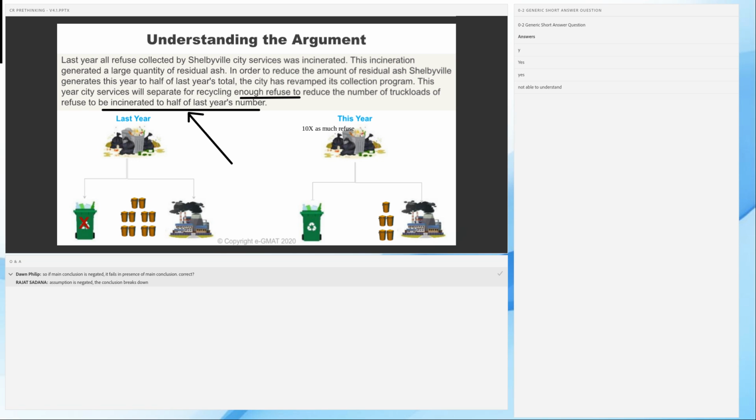What is it that you're not able to understand? What this is saying is this year, the city services is going to collect enough refuse to reduce, to is a purpose word, the number of truckloads to be incinerated to half of last year's number. So if last year we sent 10 trucks, this year we're going to separate enough refuse so that we're only going to send 10 divided by 2, which is 5 trucks for incineration.